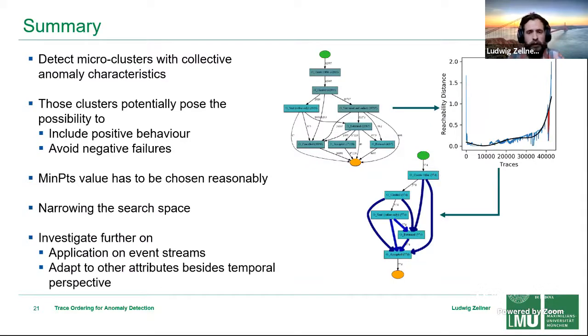So to sum up, with our approach, we are able to first detect clusters which have collective anomaly characteristics. And by this detection, we can improve the overall process. The parameter min points should be chosen carefully because of sensitivity reasons, and narrowing the search space is definitely beneficial for our approach. And one thing I did not mention so far, from the OPTICS plot, we can derive the subprocess which visualizes the anomaly as a process model.